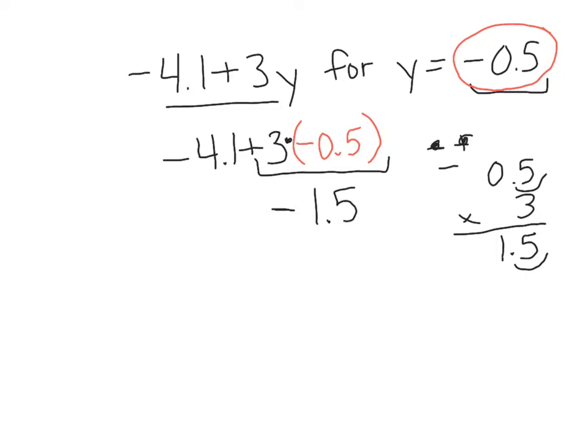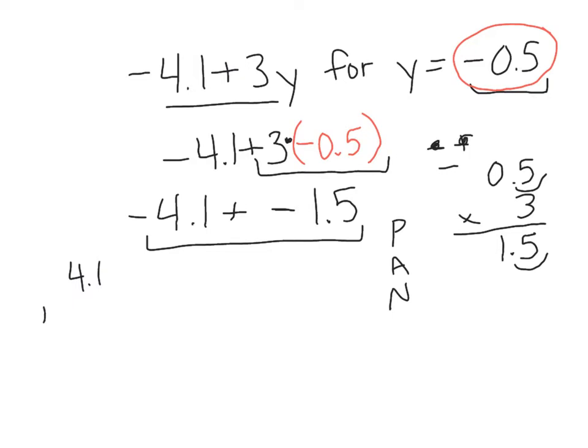All right, I'm going to bring down the rest of my problem. -4.1 plus negative 1.5. All right, I only have one operation left, so I'm going to go ahead and do that. Party, add, negative answer. 4.1 plus 1.5 is 5.6. I need a negative answer though, so negative 5.6.